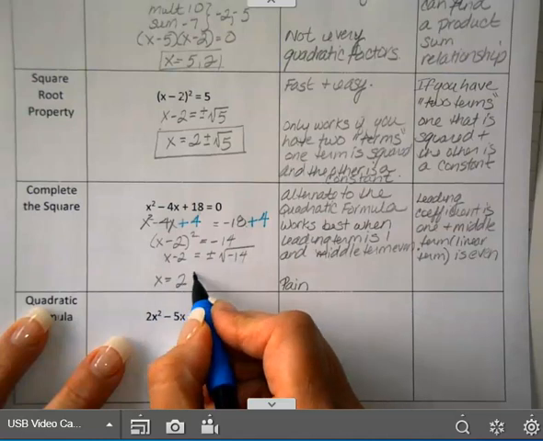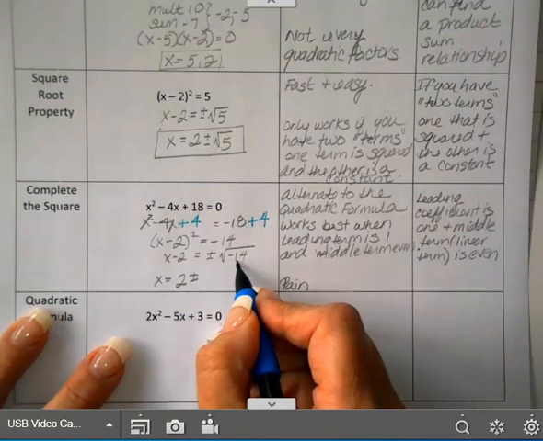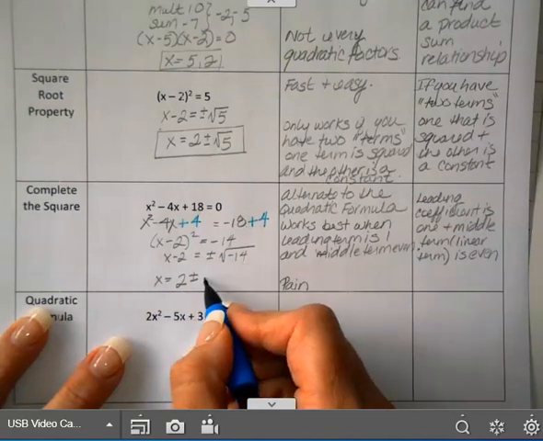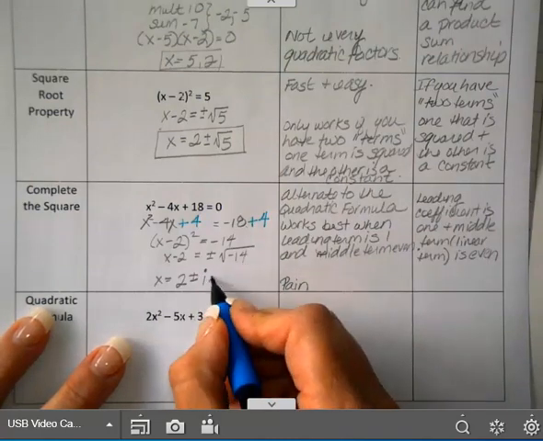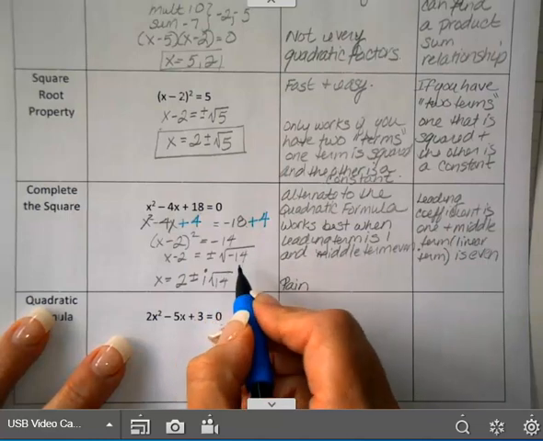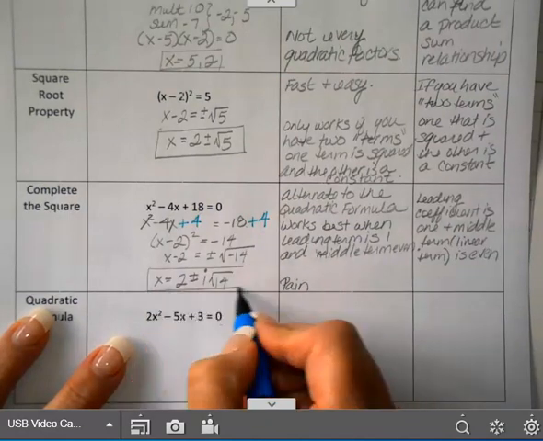So this will be 2 plus or minus. I can take out the negative from the square root, and you'll get an i. There's no perfect square that goes into 14. So you'll just leave that 14 underneath your square root.